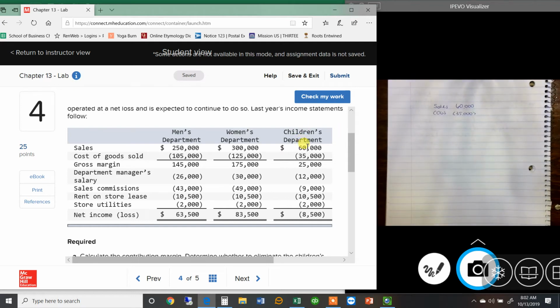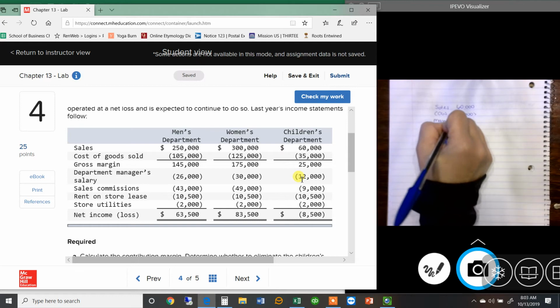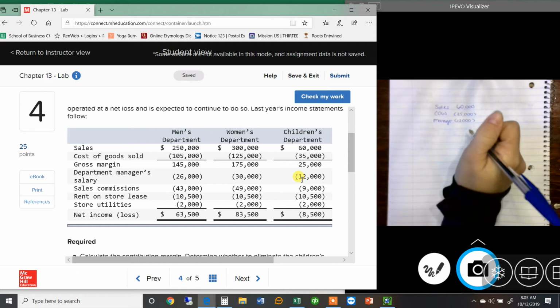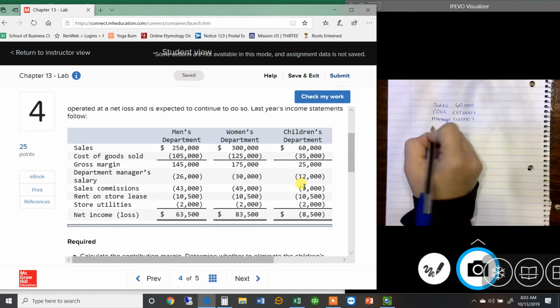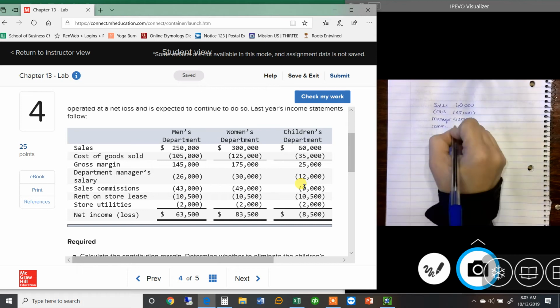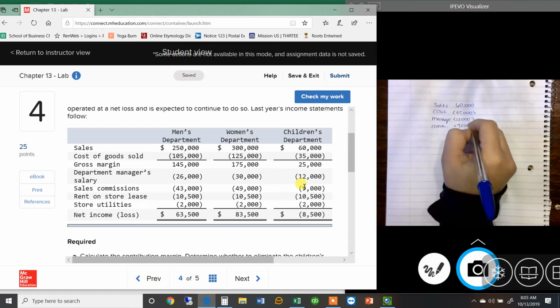Well, I'm not going to have any sales. Since I didn't sell anything, I won't have any costs to go with it. If I don't have a department, I don't need a manager, right? The manager will go away, and that is for $12,000. I also am not going to be paying out any sales commissions. Just going to abbreviate that there. And that's going to be for $9,000. That's going to go away.